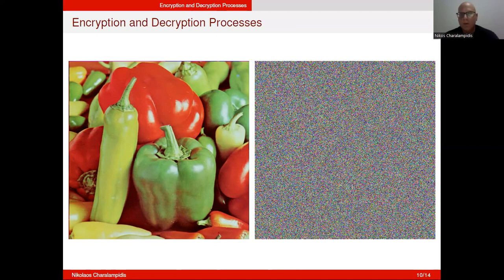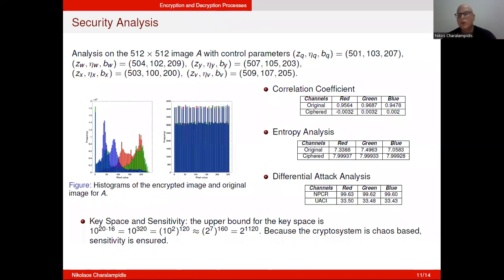So next, of course, we continued with a security analysis of this image, which is a 512 times 512 image. We used these control parameters. And first, we started with the histogram analysis. And as you can see already, in contrast to the original image, the encrypted one exhibits uniformity.